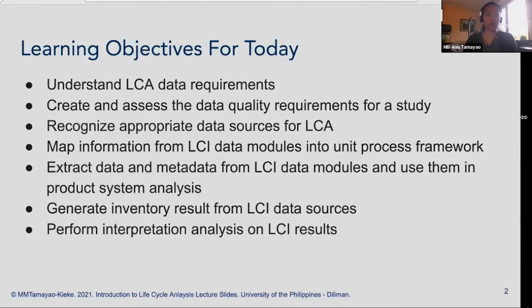So our learning objectives for today include the following: understanding LCI data requirements, creating and assessing the data quality requirements for a study, recognizing appropriate data sources for LCA, mapping information from LCI data modules into unit process framework, extracting data and metadata from LCI data modules and using them in product system analysis, and then generating inventory result from LCI data sources and performing interpretation analysis on LCI results.